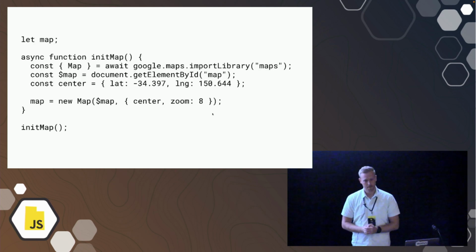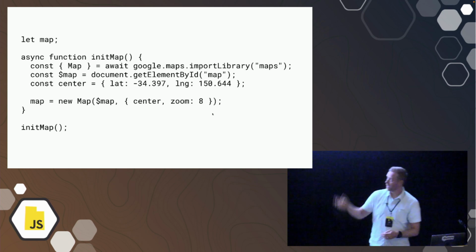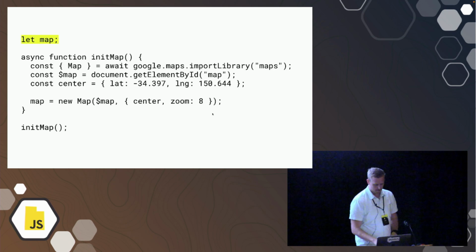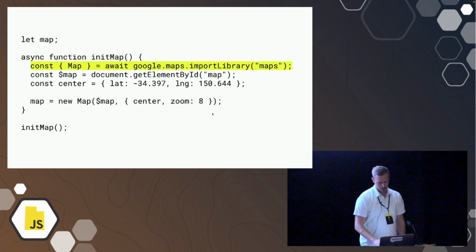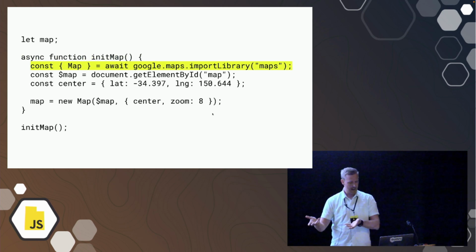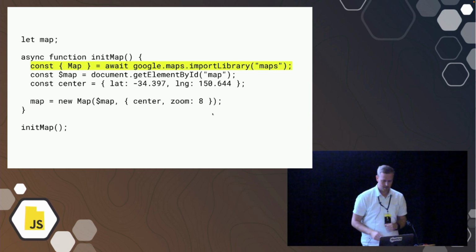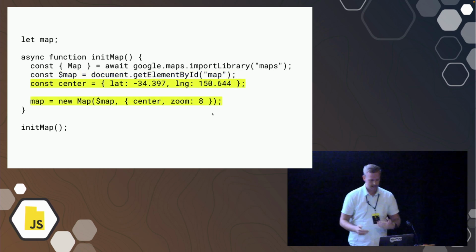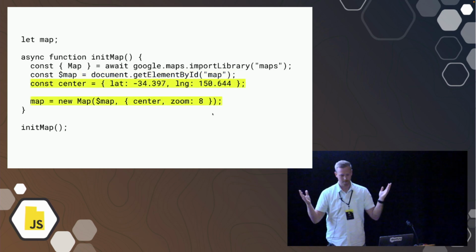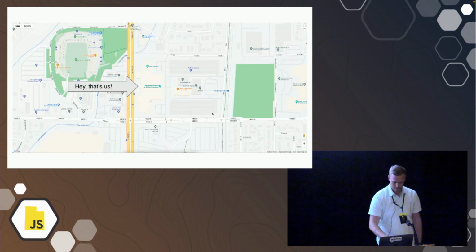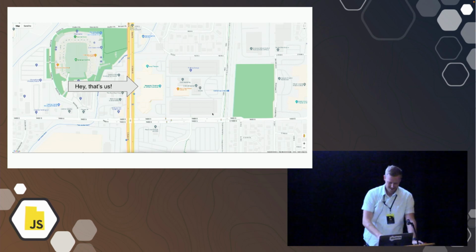So if you look up the docs for Google Maps, they'll give you something along the lines of this. You create some sort of global variable to keep track of your map once it's initialized. You create an init function. And when you call into some of Google's code, you can say, I want to grab the maps library, and it'll give you a map constructor. You figure out where you want to mount that on the DOM, you create some initial data, and you new up your map. It's able to mount it, you call init map, and voila, you get a map. And look, that's us right there.